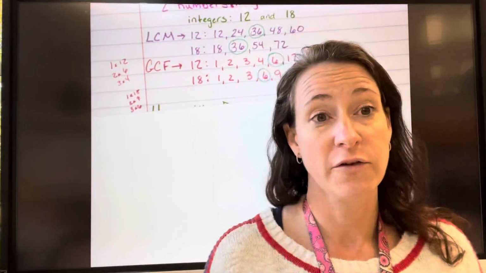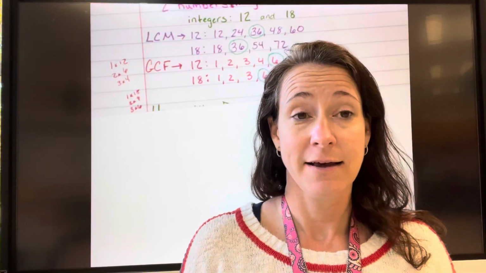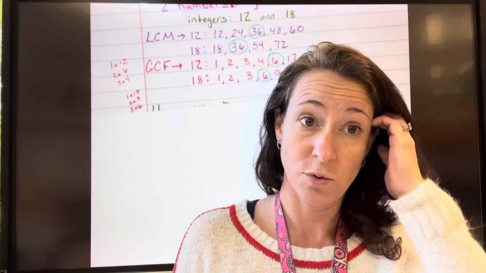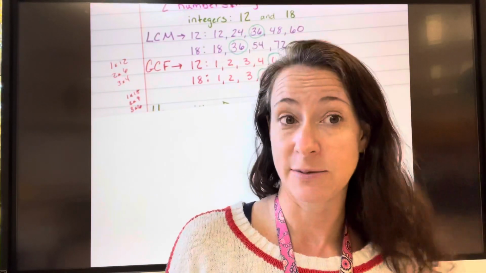And therefore, if your fraction was 12/18, if you divided both the numerator and the denominator by 6, you would put your fraction in simplest form.